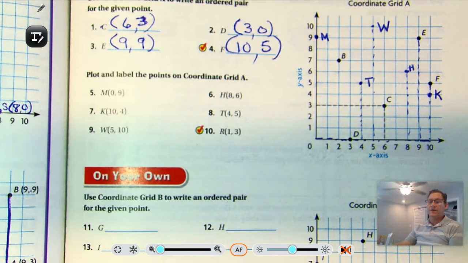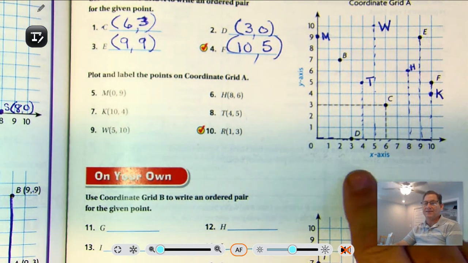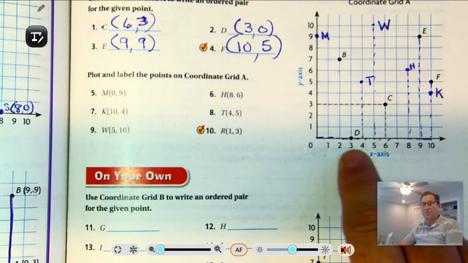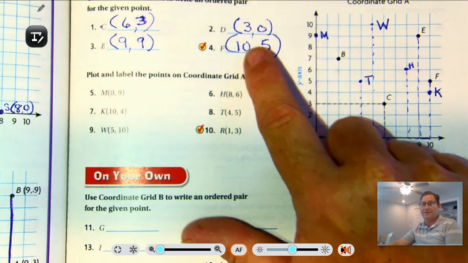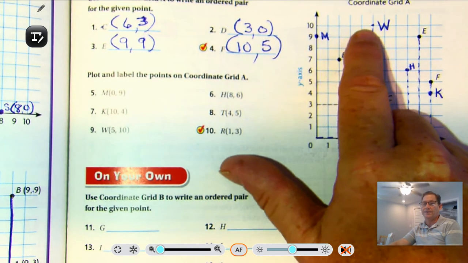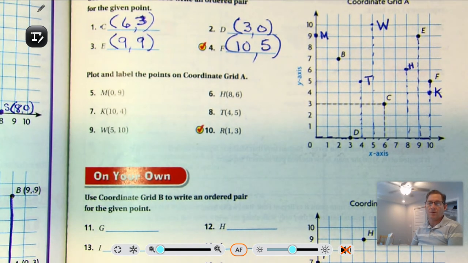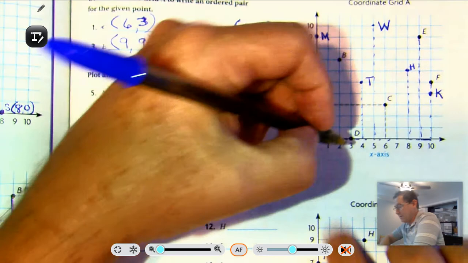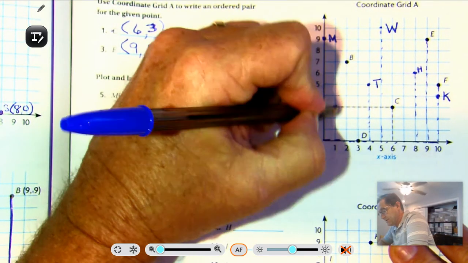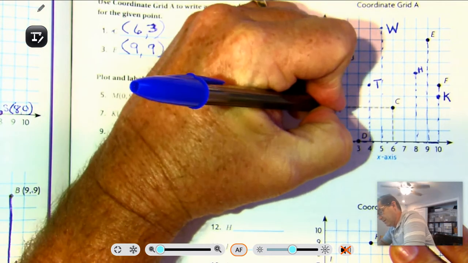The dash lines that I'm putting in, those are not required. I'm just doing that to make sure that I am at the right locations. So my dash line starts at 5 and it ended at 10 along the y coordinate. I mean, along the y axis. And number 10. Point R is located at 1, 3. So go to the right 1 and up 3. So that's going to be point R.